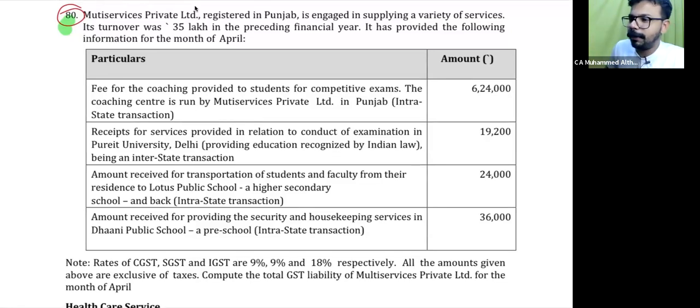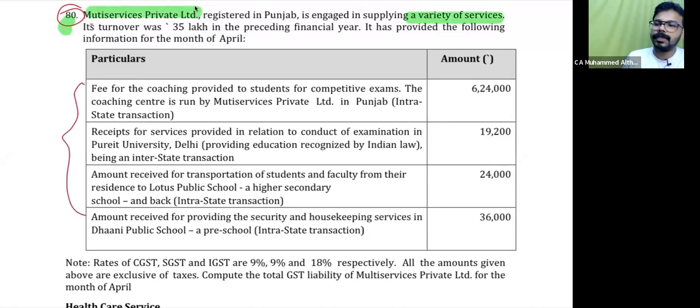So anyway, now you can do this 80. Question number 80. Multi-services private limited is registered in Punjab. They have a wide variety of services. They have received so many amounts. So you have to understand this. These amounts are received by multi-services, so multi-services is the supplier of these items.